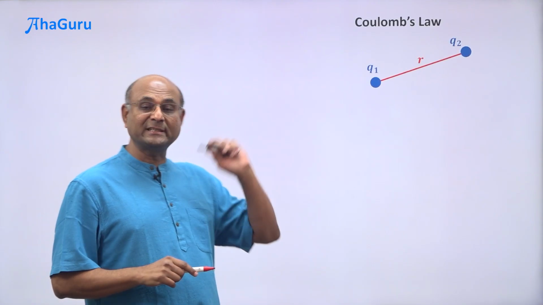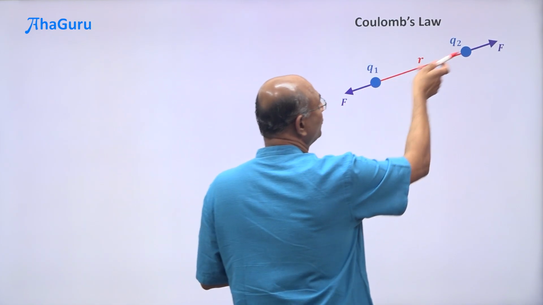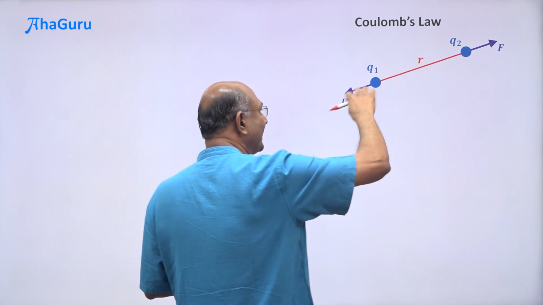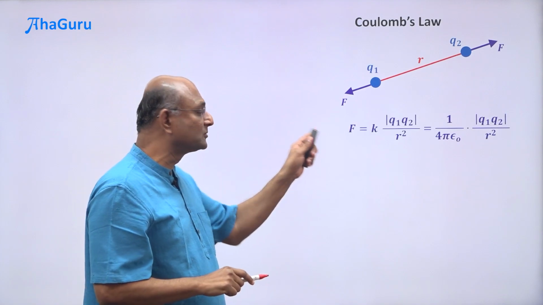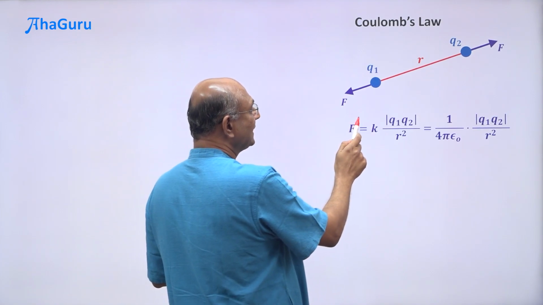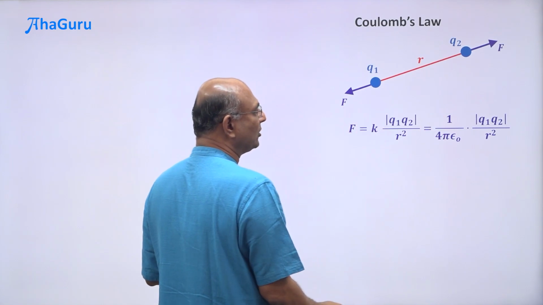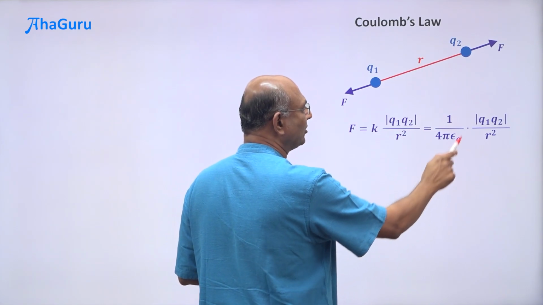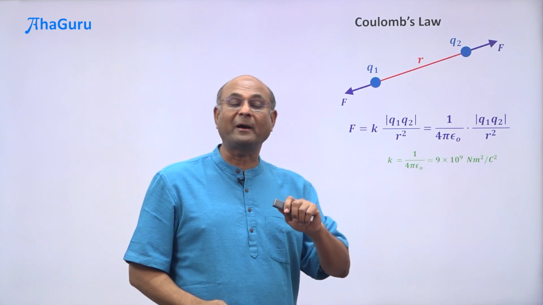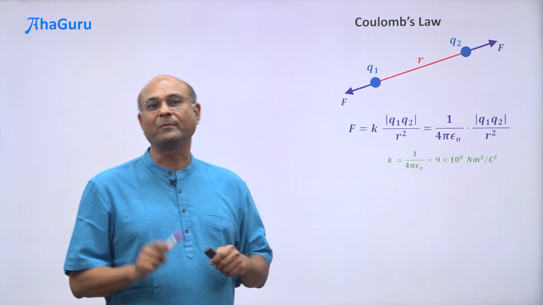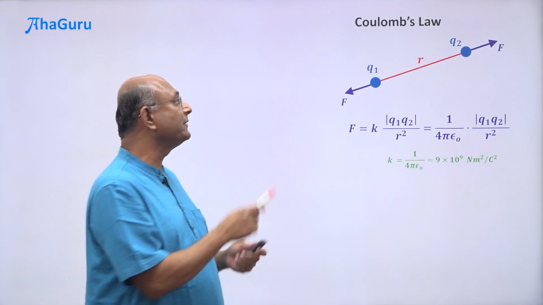When we have two charges Q1 and Q2 separated by a distance r, the force Q1 exerts on Q2 is F, and the force Q2 exerts on Q1 is F. The magnitude of these forces is given by Coulomb's law, which is F equals K times Q1 Q2 by R square. K can be written as 1 by 4 pi epsilon naught. So F is 1 by 4 pi epsilon naught Q1 Q2 by R square. What is K? The value of K is 9 into 10 power 9 in SI units. Let us use this formula to calculate what the force will be in different situations.